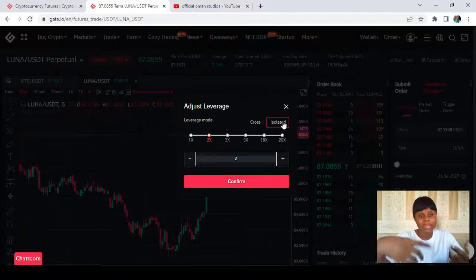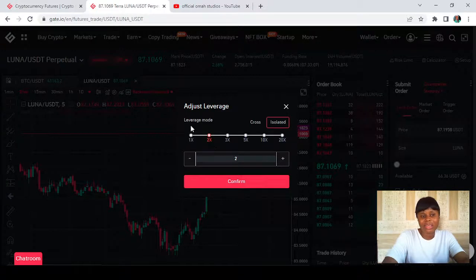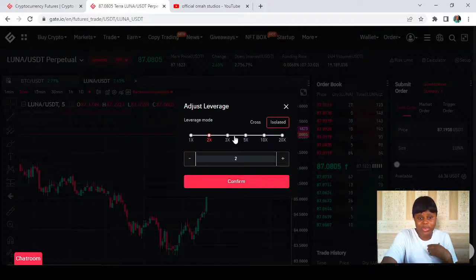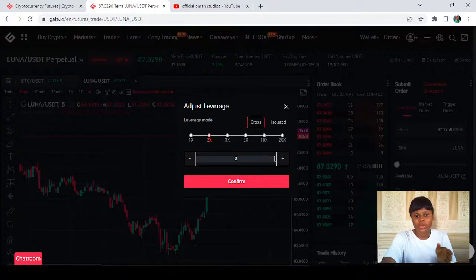For example, I made mention in a previous video that if you want to trade futures, you first have to send crypto from your spot wallet to your futures trade wallet, which we did. Then if you want to enter a trade, no matter the amount of leverage you are using, here is the amount of leverage you have. For isolated, we have 1x, 2x, 3x, 5x, 10x and 20x. For cross, it's the same thing. You can also increase the leverage that you want.